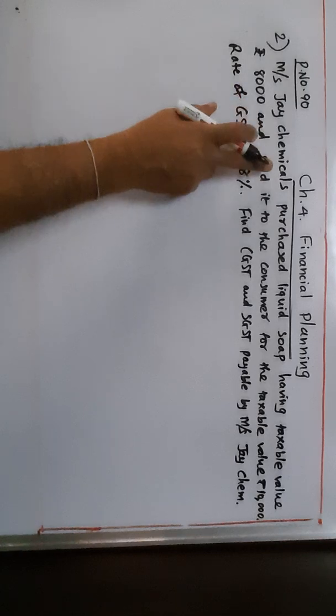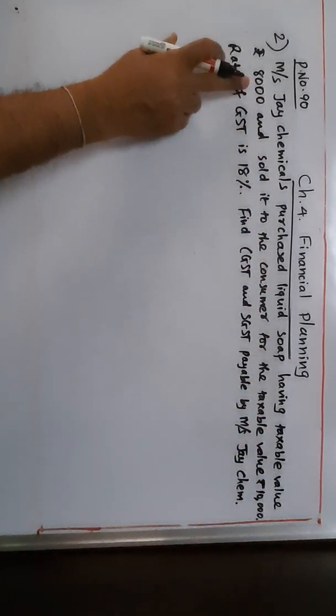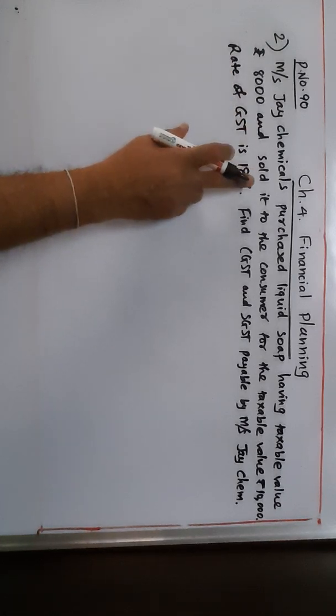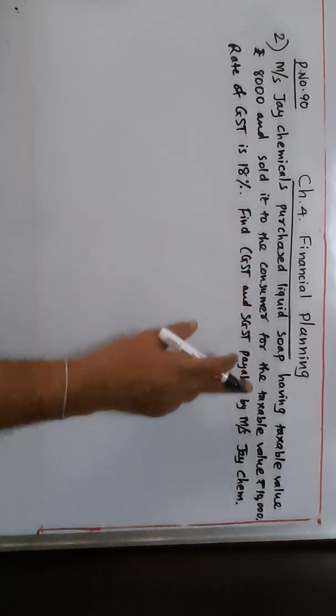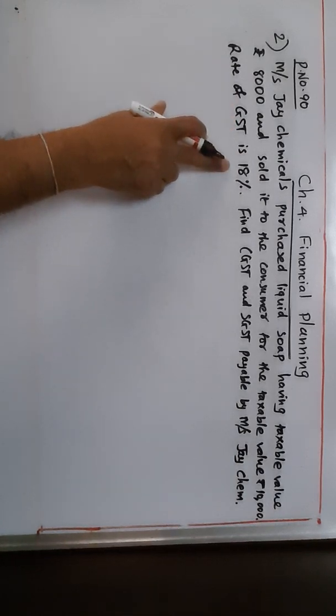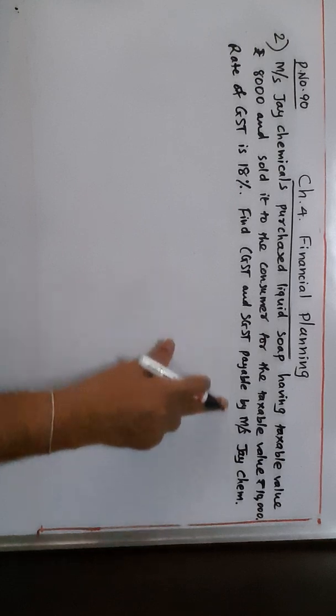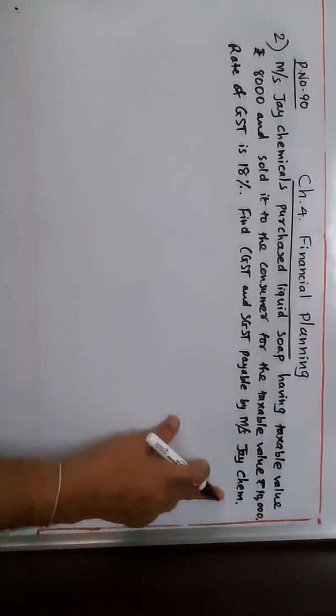It says that Messrs J Chemicals purchased liquid soap having a taxable value of rupees 8,000 and then sold it to the consumer for the taxable value of rupees 10,000. The rate of GST is 18% on liquid soap. What are the CGST and SGST payable by Messrs J Chemicals?